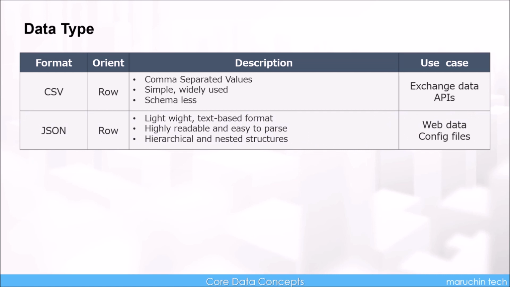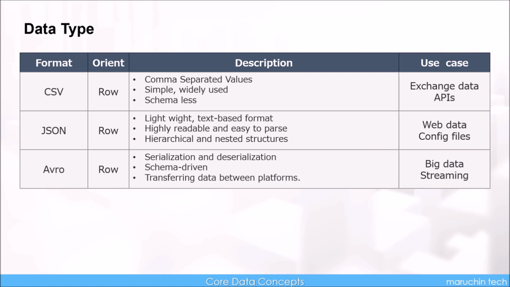JSON, or JavaScript Object Notation, is a lightweight, text-based data exchange format. JSON is highly readable and easy to parse. In other words, it is human readable. Unlike CSV, JSON can handle hierarchical or nested data structures.